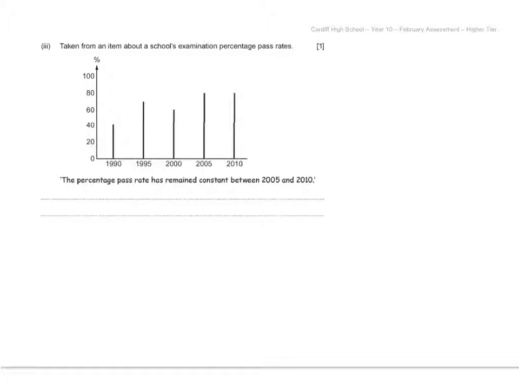Okay, so this one is looking at the school exam pass rates, and it says the percentage pass rates remained constant between 2005 and 2010. So certainly 2005, 2010, same pass rate. However, you don't know about the years in between, and that's the important thing. It doesn't necessarily mean it's remained constant. In 2006, for example, it could have gone back down to 20 or something like that. So the point to make is you don't know the results of 2006, 2007, etc.